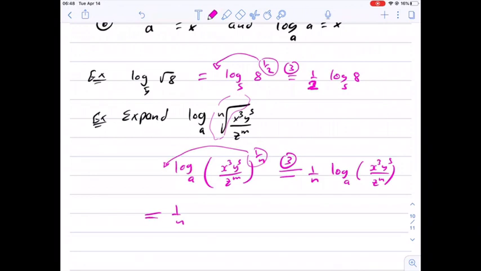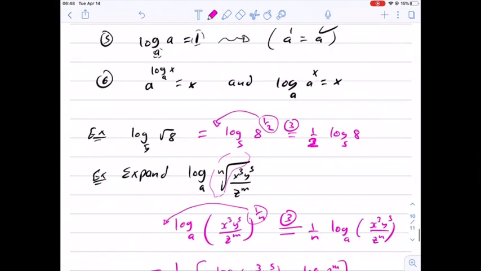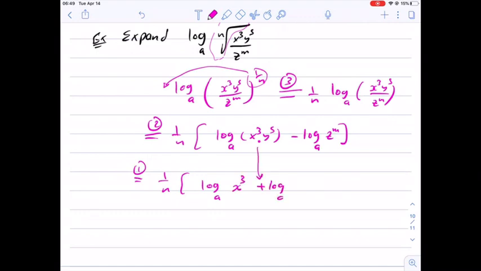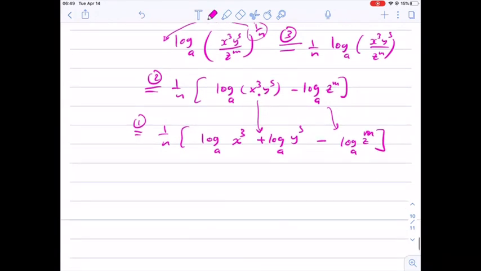And then, since we have log of a quotient, x over y, this is log x minus log y. So 1 over n log base a of the numerator minus log base a of the denominator. And then actually this is property 2. And then this is 1 over n. Now here we have multiplication, so we apply property 1: log base a of x to the power 3 plus log base a of y to the fifth, minus log base a of z to the m.